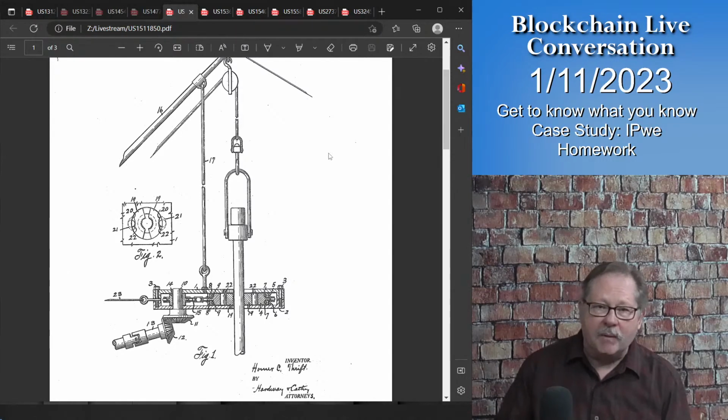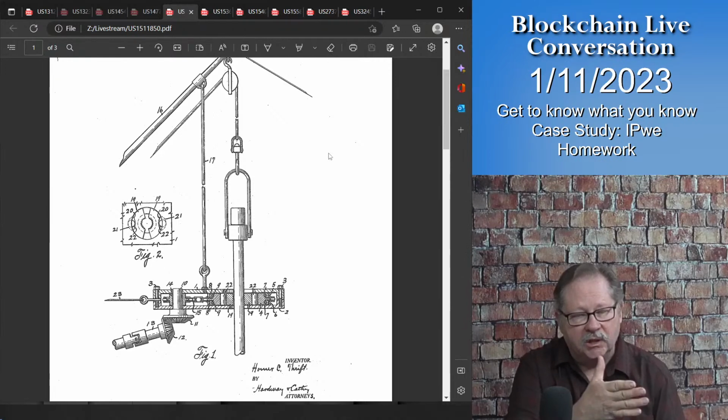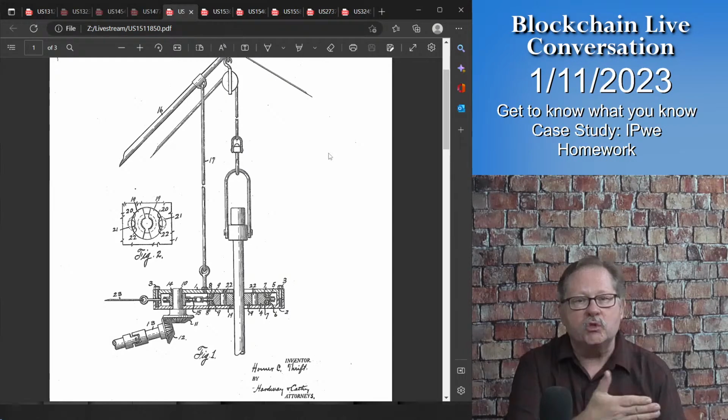Okay, so now you know what a patent is, and you can probably get a picture now for how difficult it is to take this information and actually make viable sense of it and do so quickly.